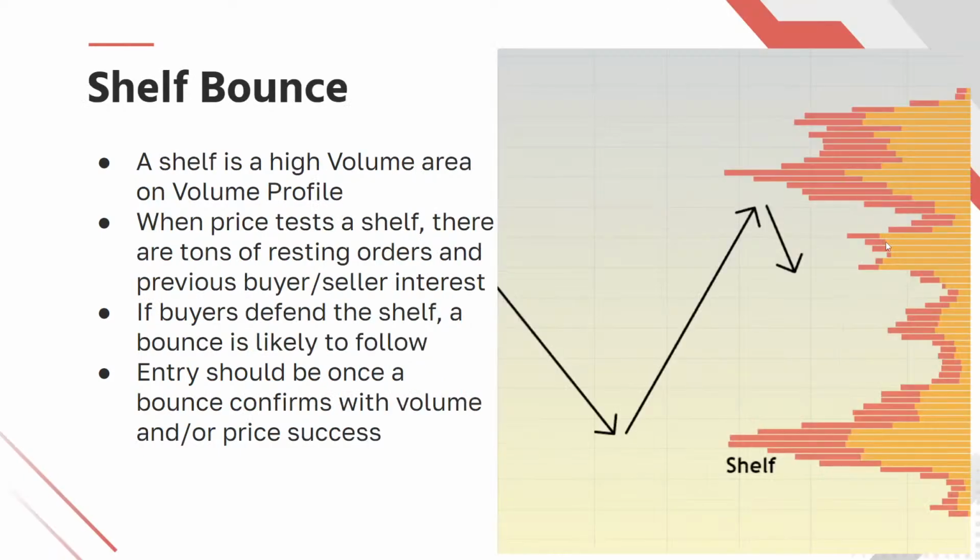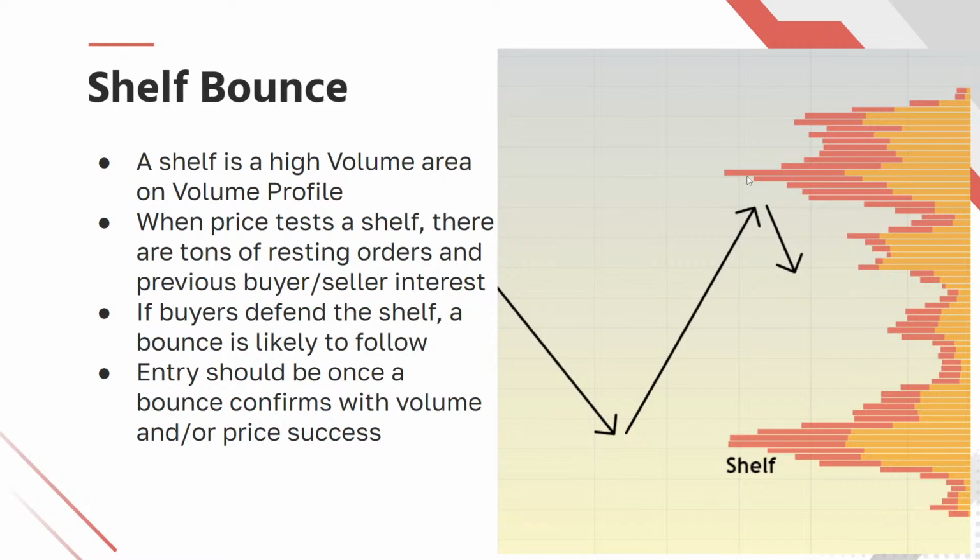Okay. A shelf bounce is our second volume profile setup. So a shelf is the high volume areas on the volume profile. We talked a lot about that during the volume profile class, but we also have it annotated here on this example. The shelf is this lower area where there's this little group of high volume nodes. And then there's also another shelf up here where we have this high volume node.